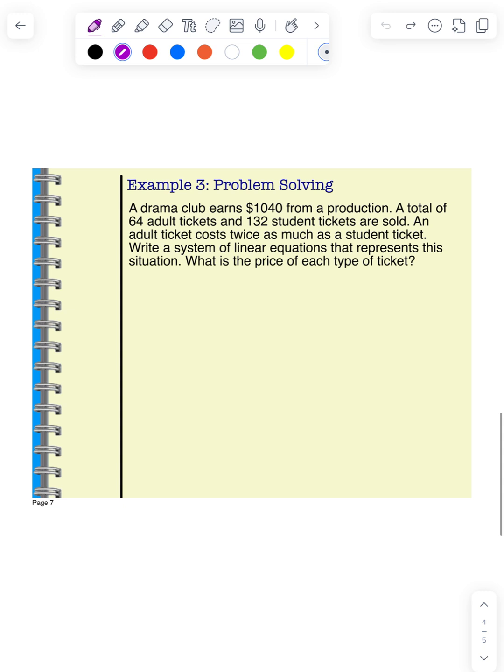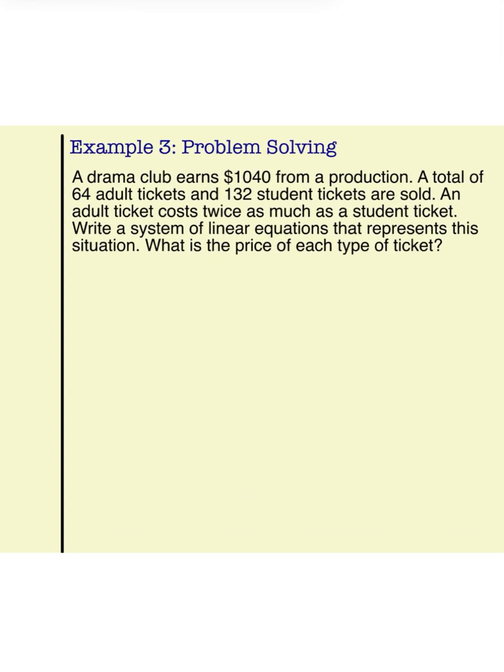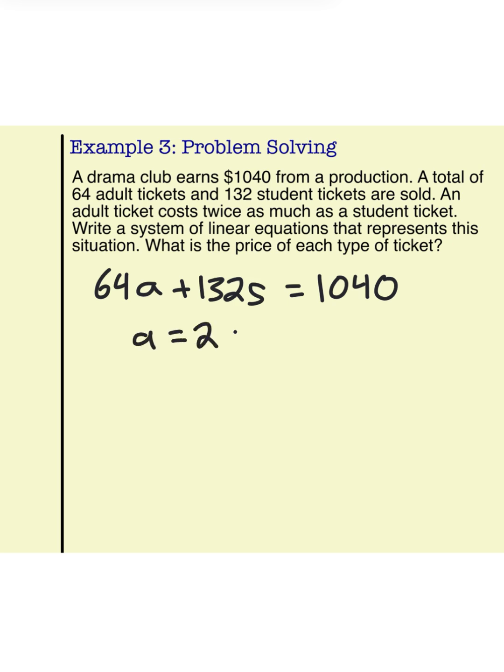So first, we need to come up with two equations to represent this situation. The first one, I'm going to have to do with the cost and the total cost. So there's 64 adult tickets plus 132 student tickets, and that totaled $1,040. And then the second equation: an adult ticket costs twice as much as a student ticket.